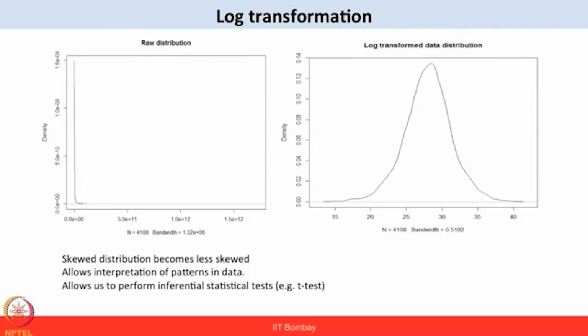So, coming to the importance of log transformation, as you can see in this figure, the skewed distribution is transformed to a normal distribution or becomes less skewed, and this allows you to interpret patterns in the data. And then we can perform inferential statistical tests, that is t-test or ANOVA, etc. As you know, in t-test the basic underlying assumption is that your data distribution should be normal. So this helps us to perform such inferential statistical tests.